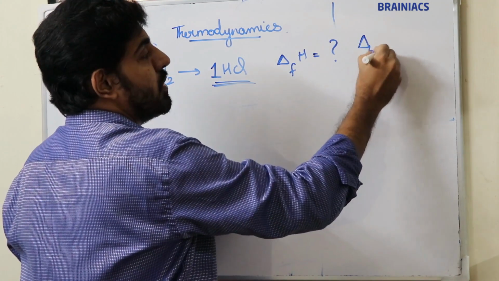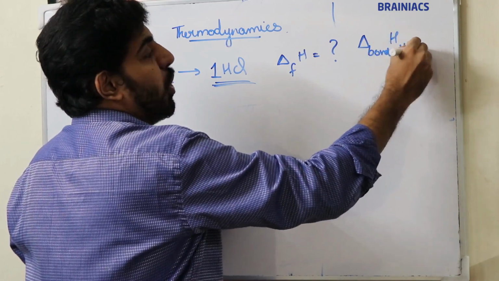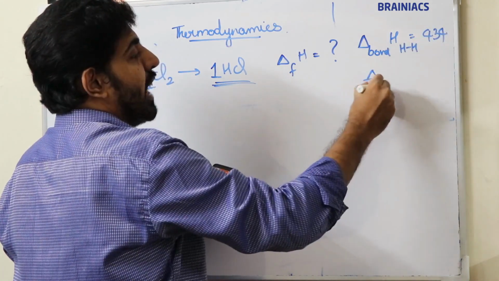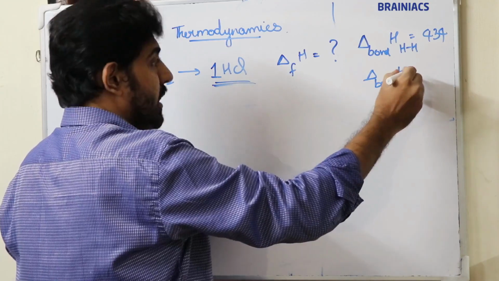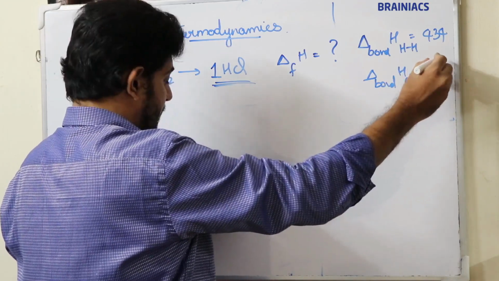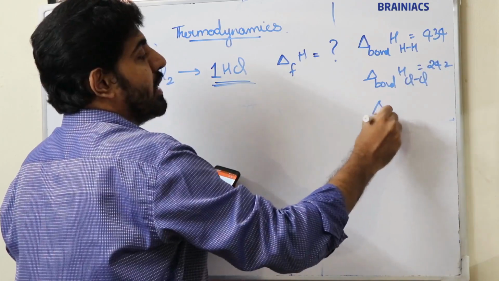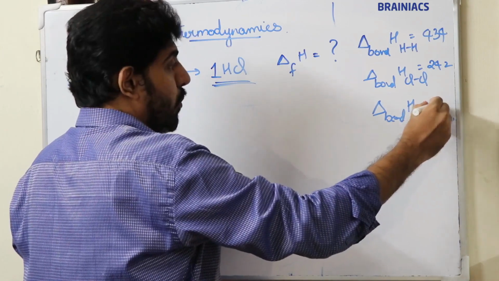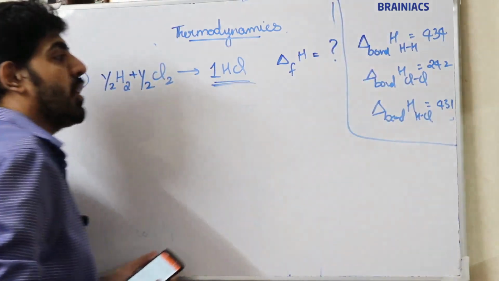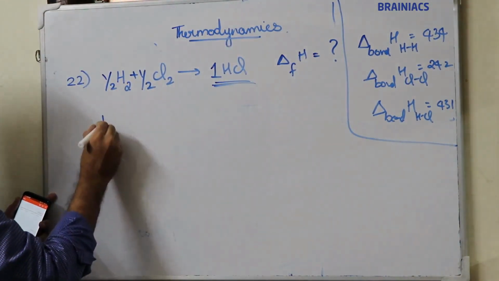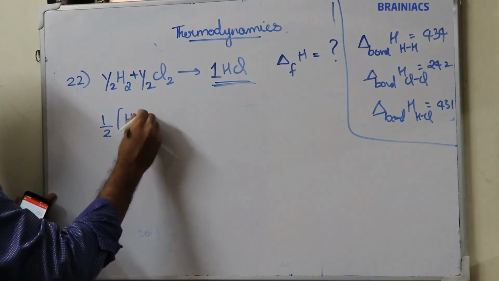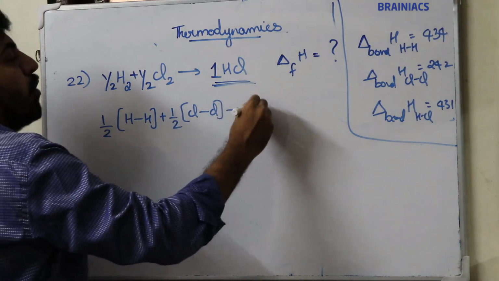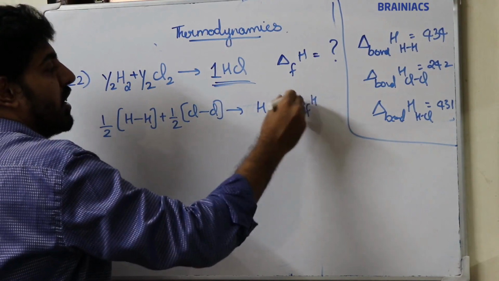Bond enthalpy of HH bond is given as 434. Bond enthalpy of Cl-Cl bond is given as 242, and bond enthalpy of HCl is given as 431 kilojoules, right? So we can write like this: half into HH bond plus half into Cl-Cl bond giving 1 HCl bond. We have to calculate enthalpy of formation, right?